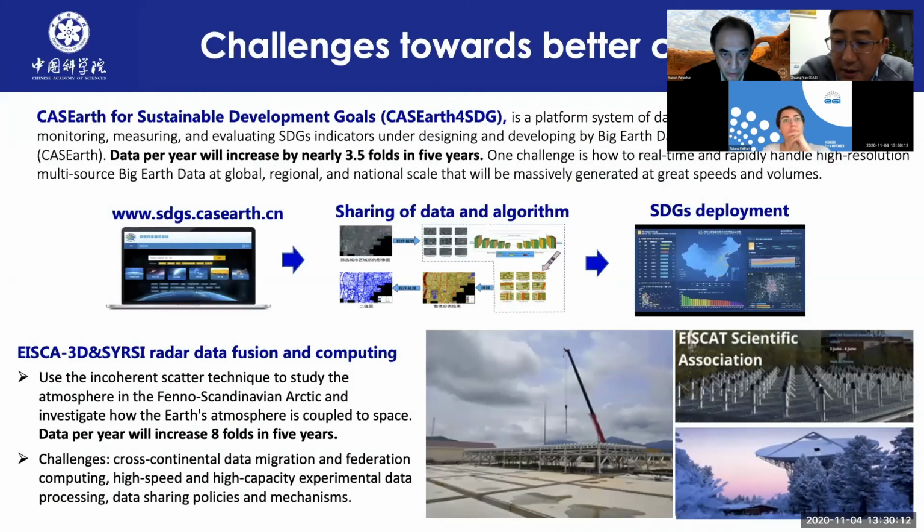Another important perspective from our side to support this program is that, for example, we have a CAS Earth program, CAS Earth for SDGs. It's quite a big program with total funding around 200 million euros for 5 years. It's a platform system of data sharing and also a data generating platform. So we believe that in the future, this program could be one of the fundamental data providers or sharing bodies for the Global Open Science Cloud.